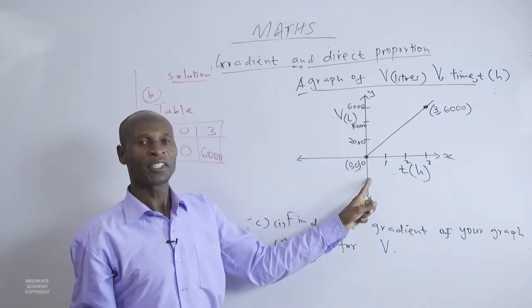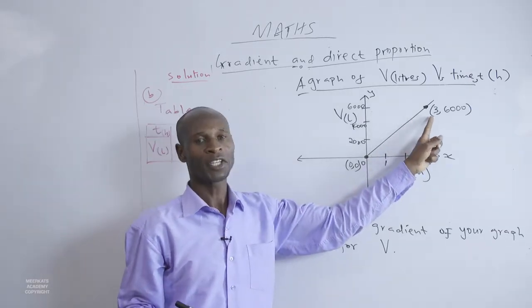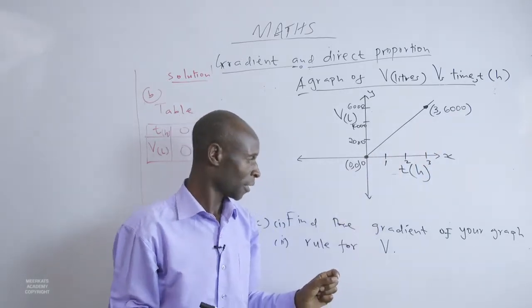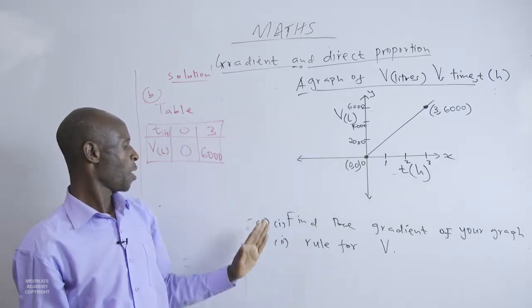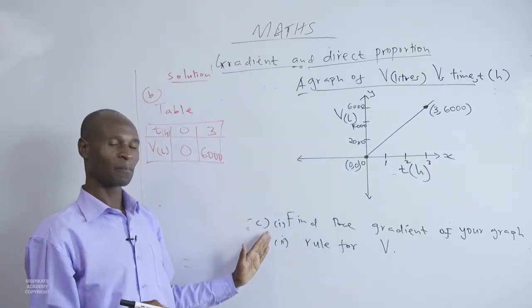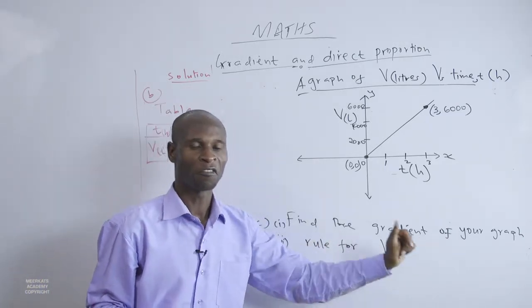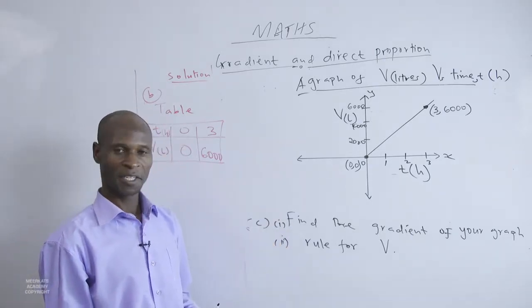So our endpoints are the origin (0, 0) and the point (3, 6,000). So we have done the graphing. We move now on to part C, that is Roman 1. Find the gradient of your graph. How do we get the gradient of our graph?